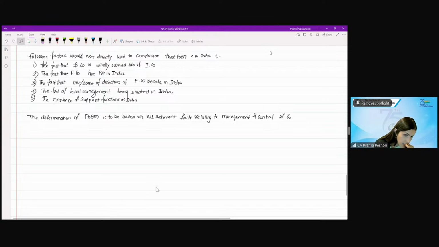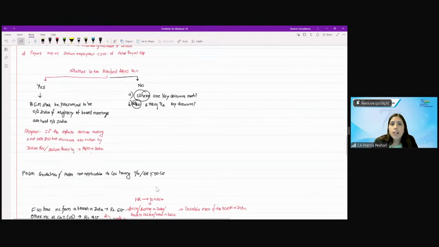Okay. So I'm just giving you the notes for this for your revision purposes. So you can just make all these summaries with you. So what is important for the POEM? You need to see whether the company has satisfied the ABOI test. If the answer is yes, the POEM shall be presumed to be outside India if the majority of the board meetings are held outside. The exception is if it is controlled by the Indian resident or Indian parent company, then POEM will be considered in India.